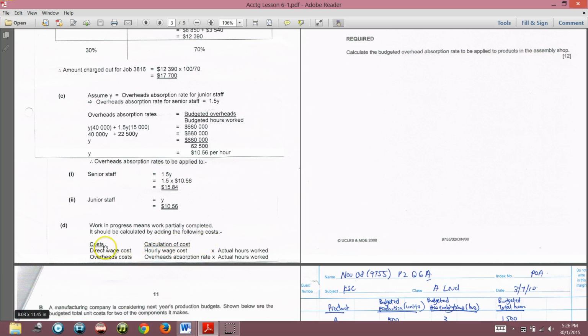And then you must add the following costs. So direct wage cost, add overhead wage cost. You calculate overhead wage cost as overhead absorption rate times actual hours worked. So this is how I explained it in my own words. So part D actually tests your understanding and your ability to explain the question asked.